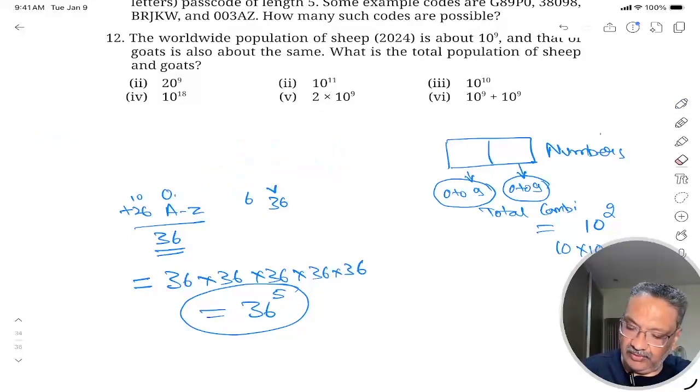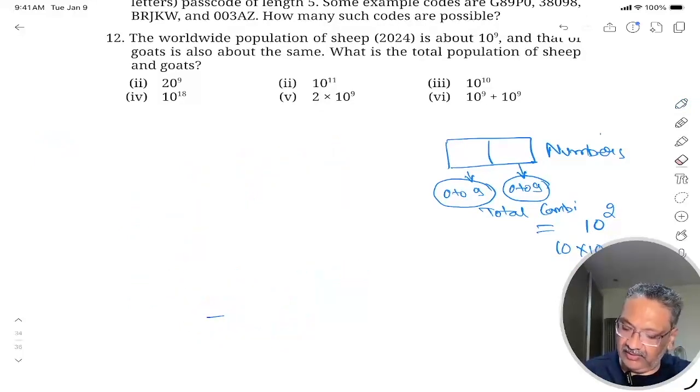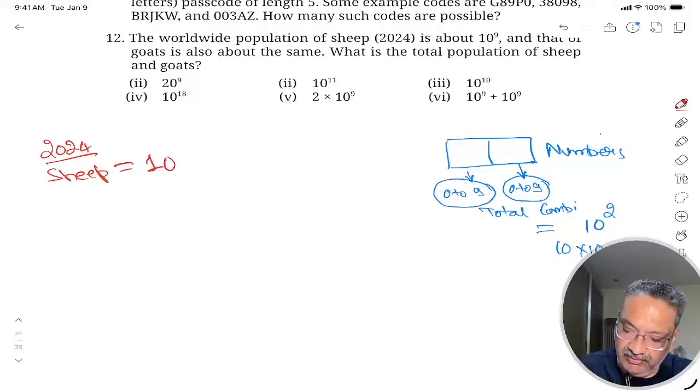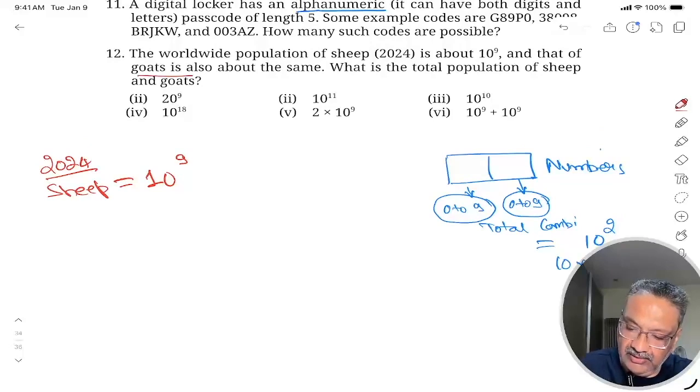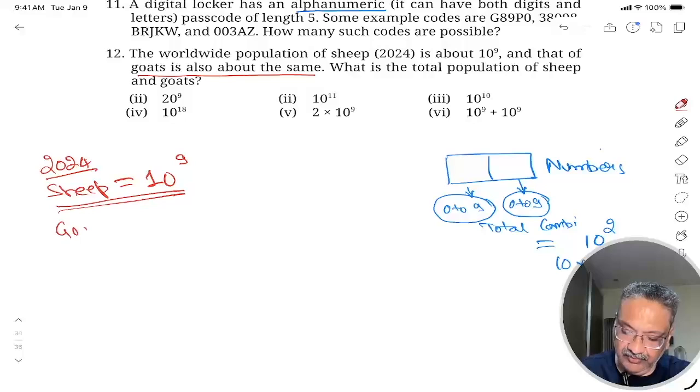Next, the 12th question. What does the 12th question say? The worldwide population of sheep in 2024 is equal to 10 to the power of 9, and that of goats is also about the same. So the sheep population is this much and the goat population is also this much.